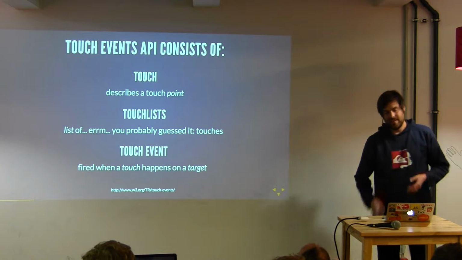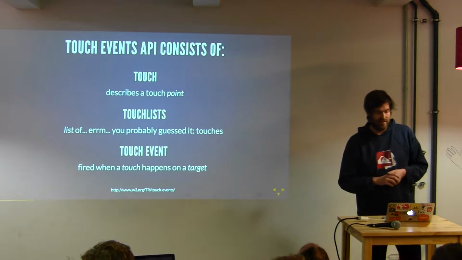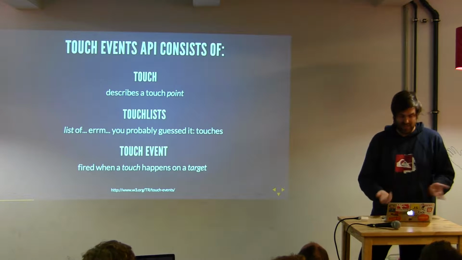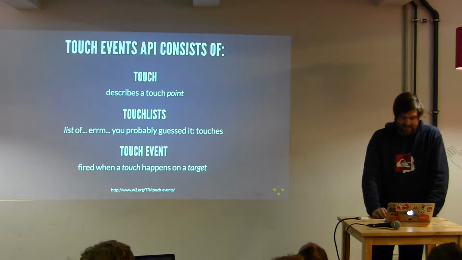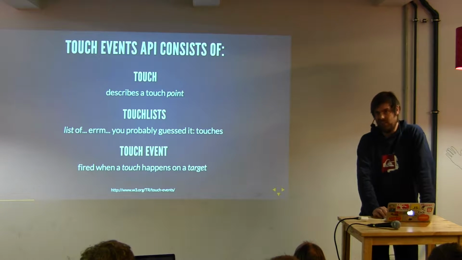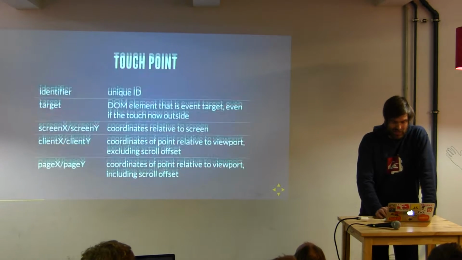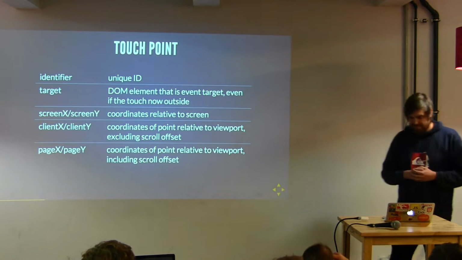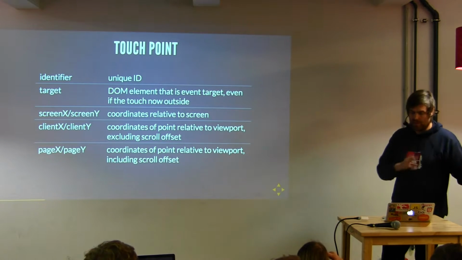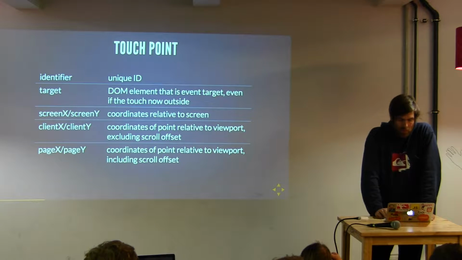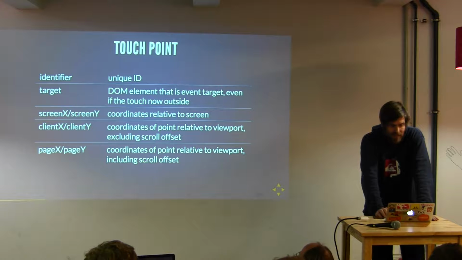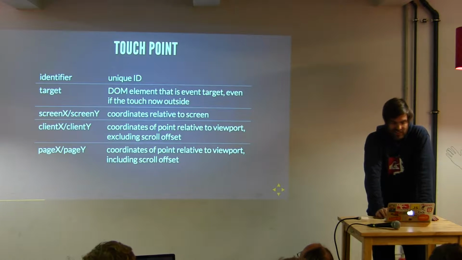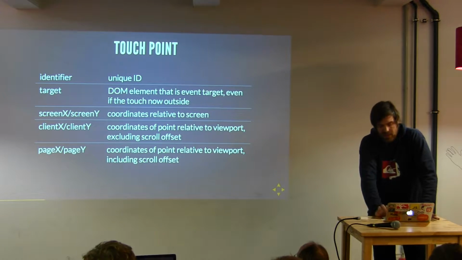So what you have are touches, just a touch point, touch lists, which are just many touches, and touch events that are fired when touches happen. So it's not too hard. Like touch points, you get an identifier, which we'll get to later why that is important, and what target that was fired on in the DOM. And yeah, the coordinates in 3 different versions, which is always confusing, but maybe you'll need that.